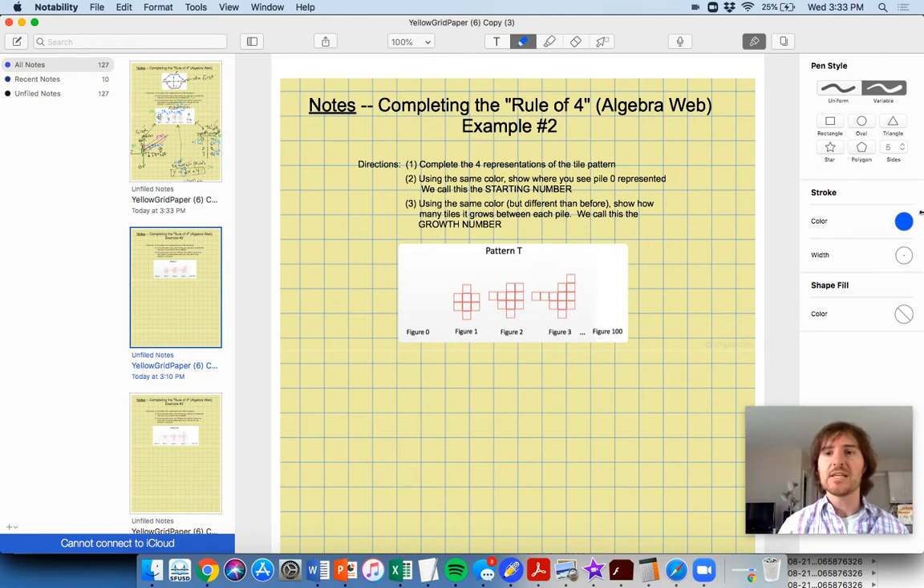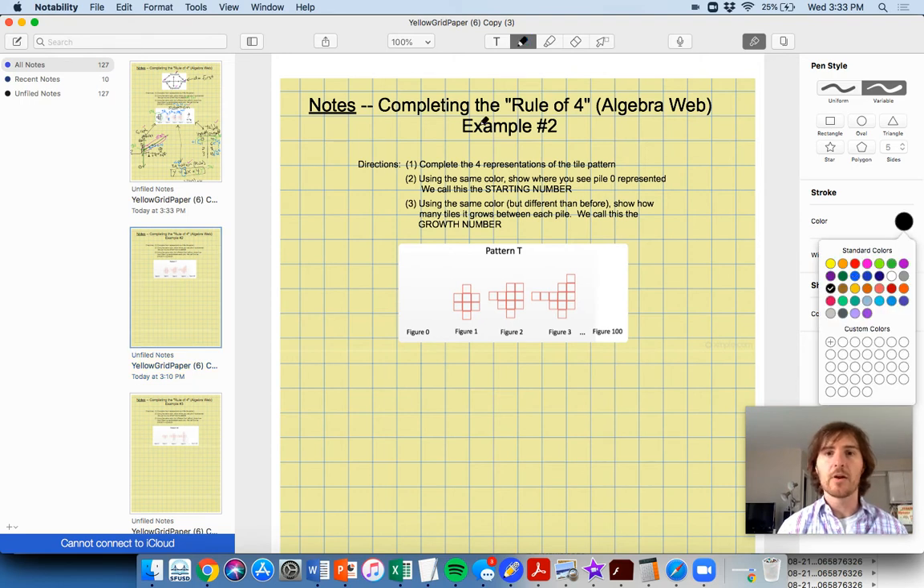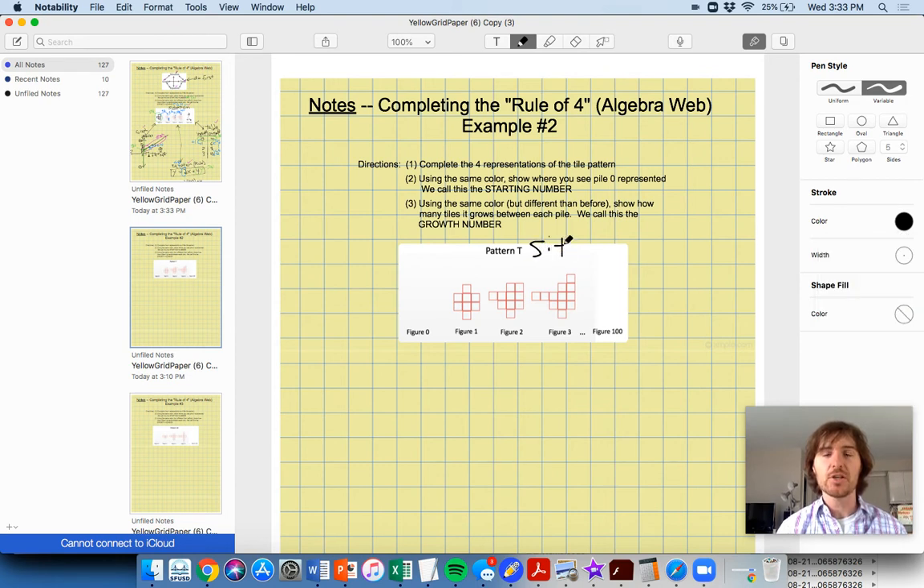All right, pattern T, what's that? So we're showing the entire pattern right here. What part of the rule of 4 is this? So this is the situation, okay? So we start with a situation. We got a particular growing tile pattern. There we go. This is a situation.